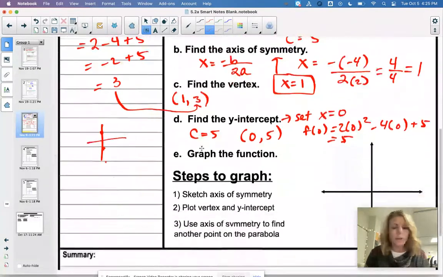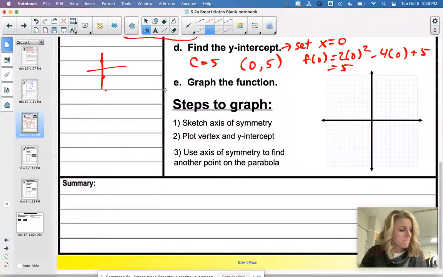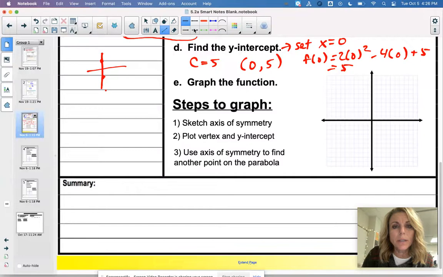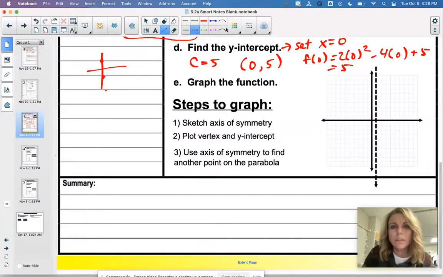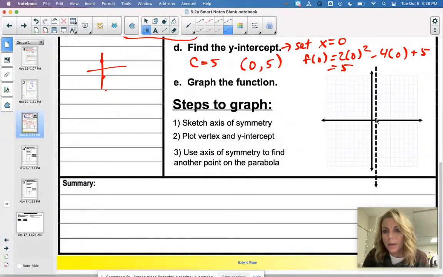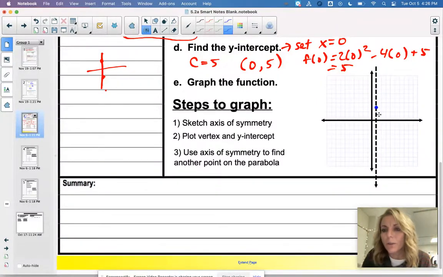And let's graph the function. So our axis of symmetry is x equals 1. So let's do that right now. There we go. There's the axis of symmetry. And now the vertex we said was 1, 3. So over 1, up 1, 2, 3. And the y-intercept is 0, 5. 1, 2, 3, 4, 5.